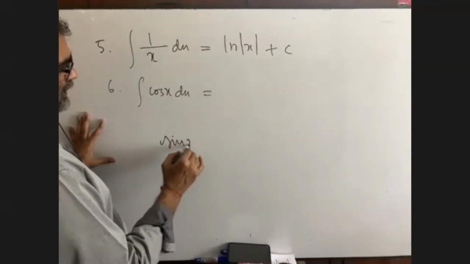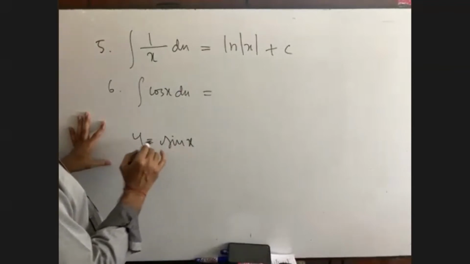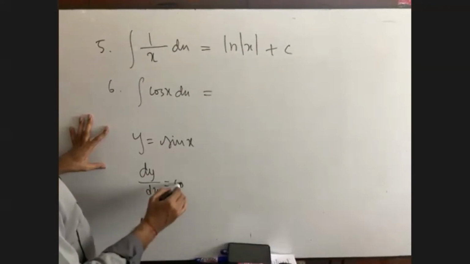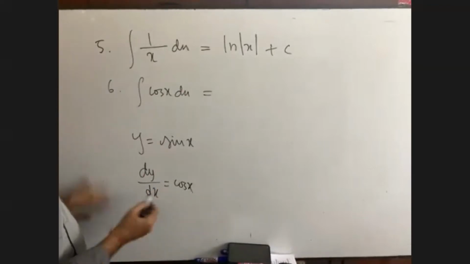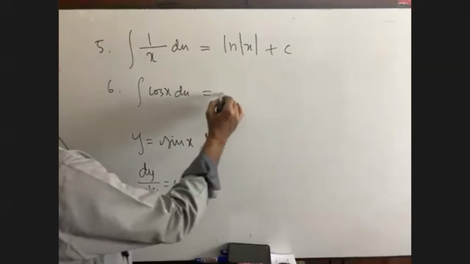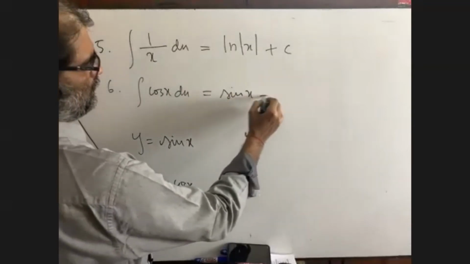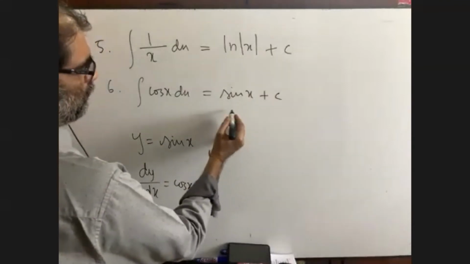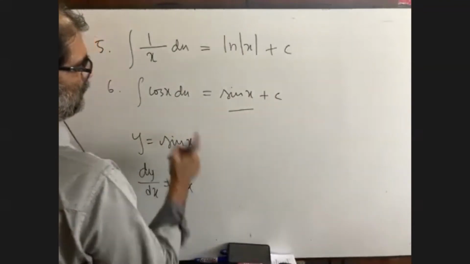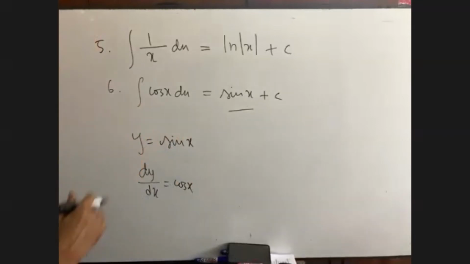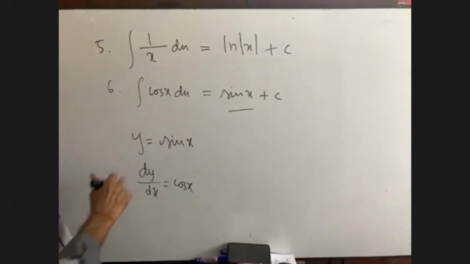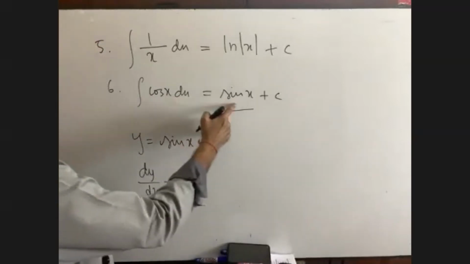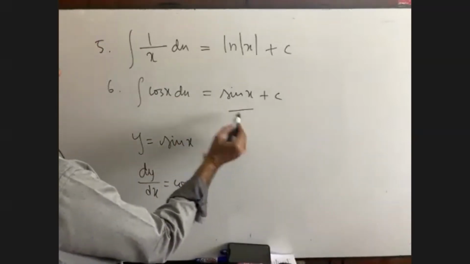What is sine x? Y equals sine x. Dy by dx equals what? Let me know. Cos x. So it will be sine x. If we find the derivative of sine x, we will get cos x. The easiest formula. The integration of cosine x is sine x because the derivative of sine x is cosine x.